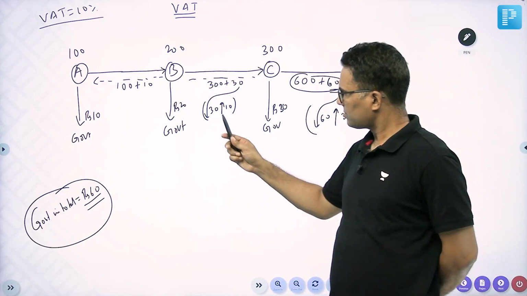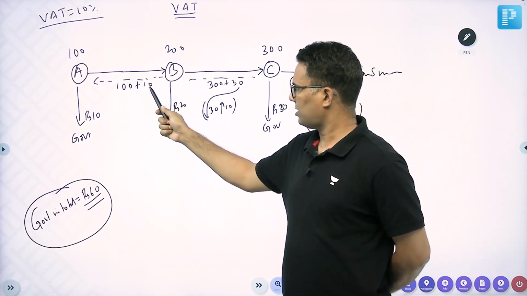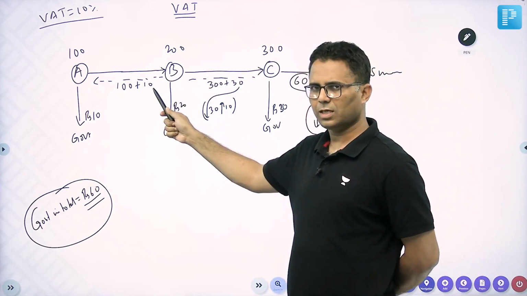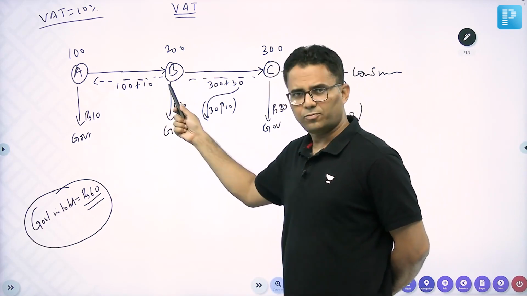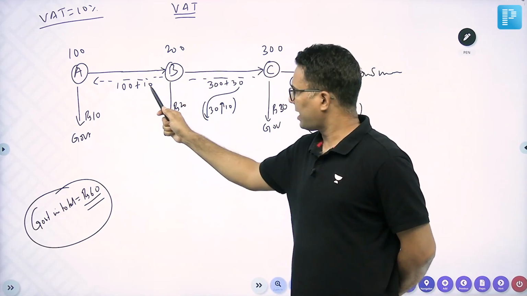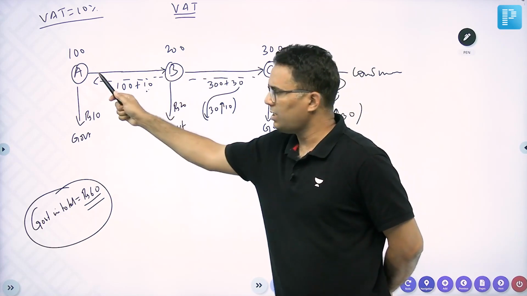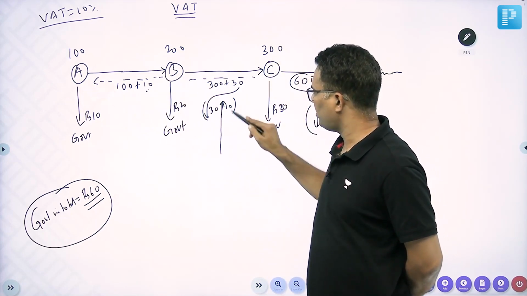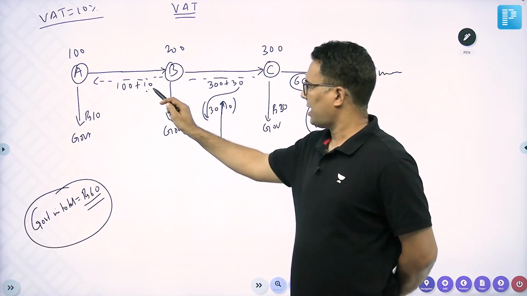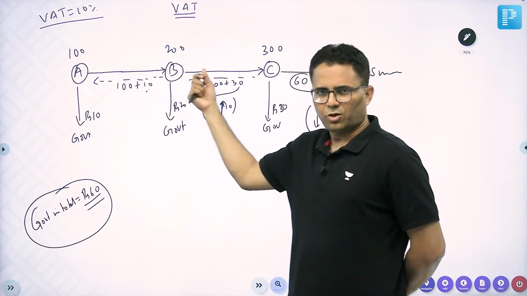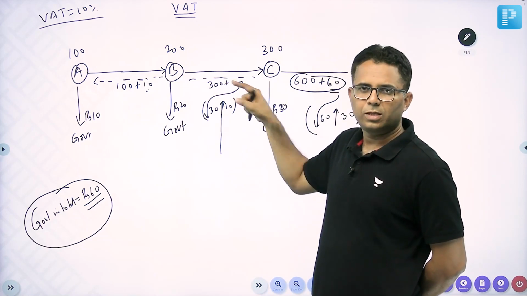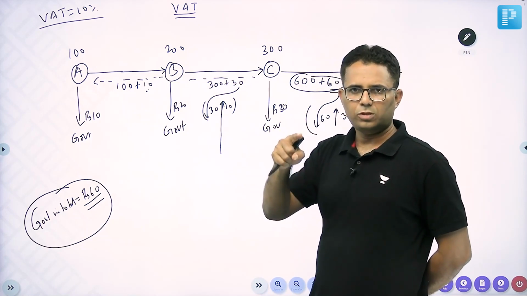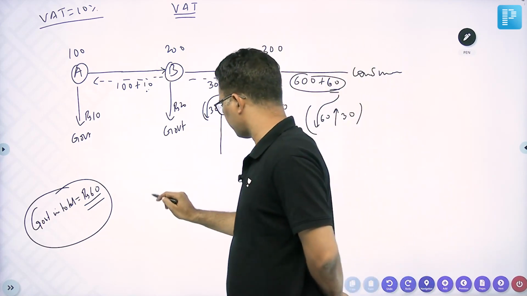Now see, this tax 10 rupees paid by B on the purchase of inputs, right? Taxes paid by B on the purchase of inputs is credited back to B. This is called input tax credit mechanism.